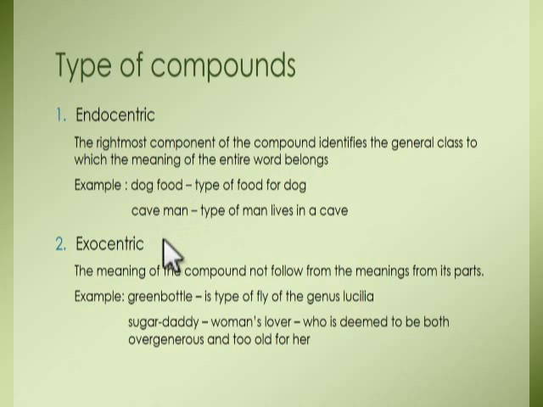And the other type of compound is exocentric. In exocentric compounds, the meaning of the compound does not follow from the meaning of its parts. So the meaning is not taken from those two words, like green bottle. It is a type of fly, an animal, of the genus Lucilia.